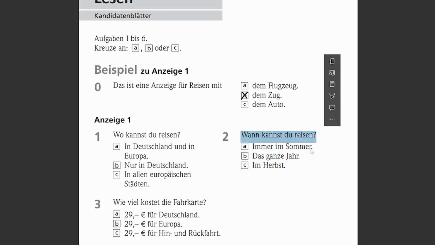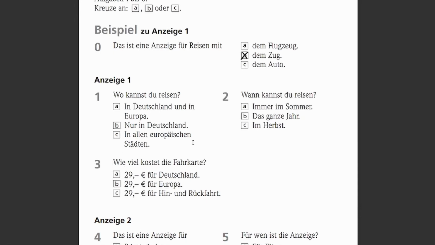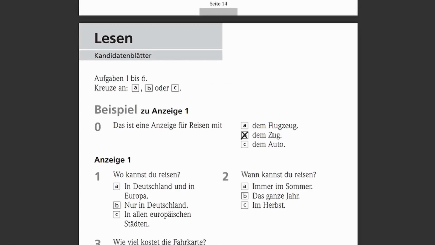Wann kannst du reisen. Exactly, they're asking the season when you want to travel. Then, was kostet die Fahrkarte? Oh okay, so here it asks how much the travel ticket costs, for Germany, for the entire Europe, or for Hin- und Rückfahrt, a 2-way trip, a return ticket to and fro. Okay, so these are the 3 pieces of information we should collect: which location, what is the price, and what season.